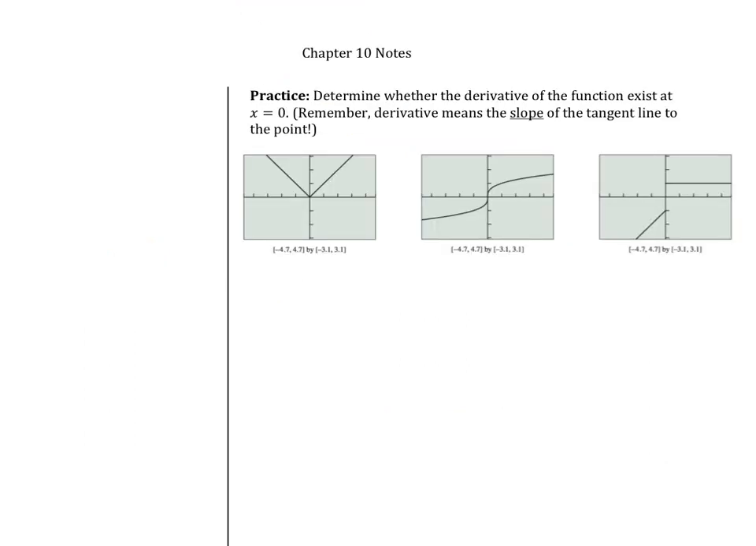The last thing in this video is just to see if you can find the derivative of a function with a graph and at a certain point. So in these three examples, we're looking for the derivative of the graph at x equals 0. Remember, derivative means the slope of the tangent line at the point. Okay, so let's take a look at this first one.